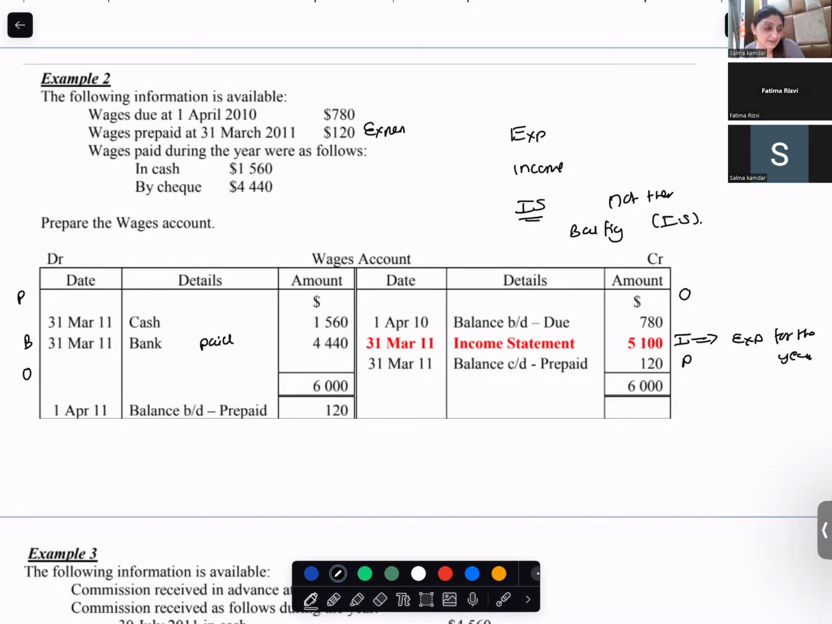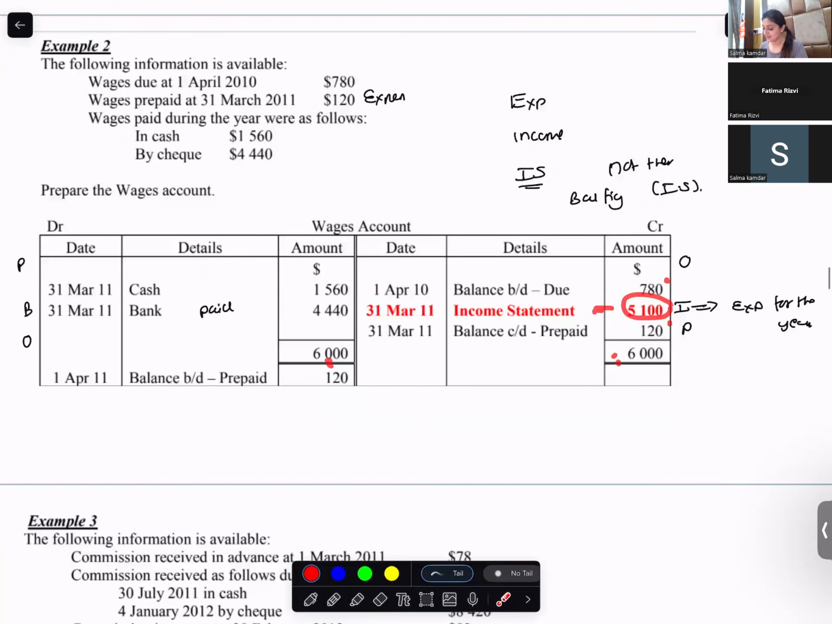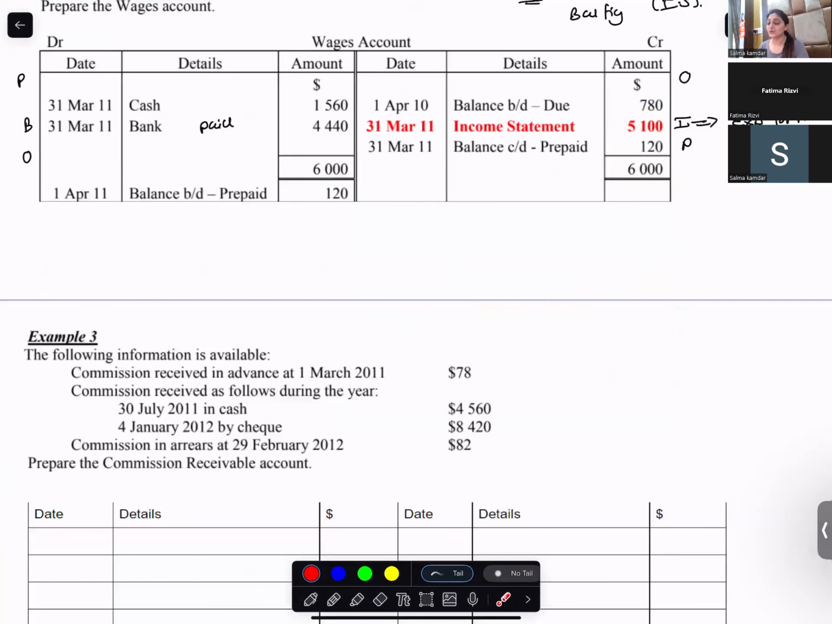Are you with me? Yes, miss. If the income or expenses for the year is given, then your balancing figure would be outstanding or prepaid. So this sum is done, right? You got 5,100 as your balancing figure. The total of your debit was more, you wrote it on both the sides, then you deducted these two and got your balancing figure as income statement. Also, one more thing I want you to note is that income statement will always be above the closing balance.